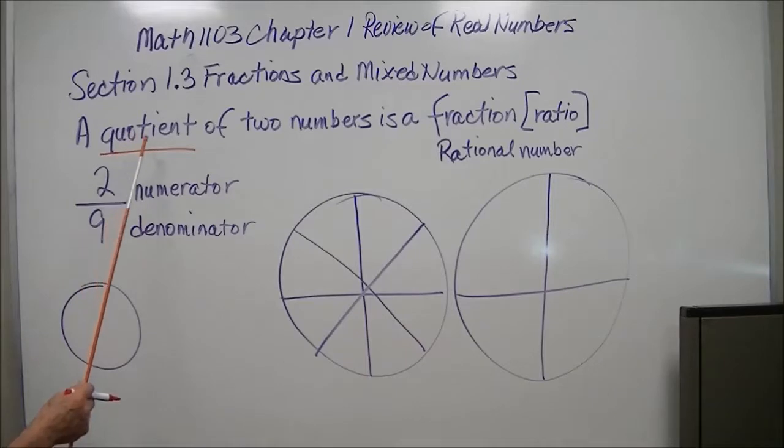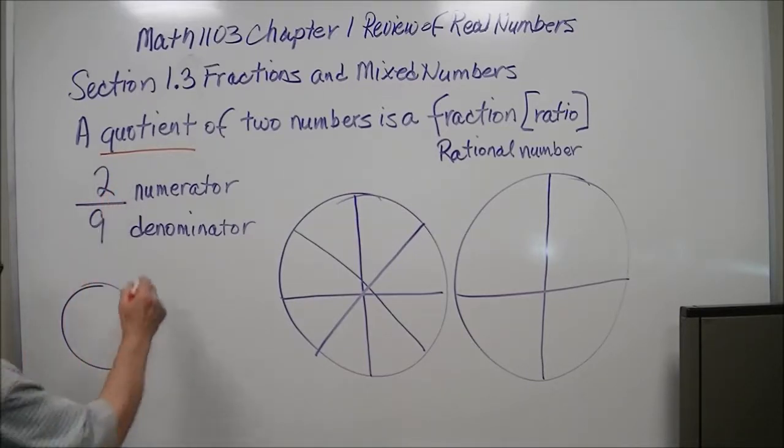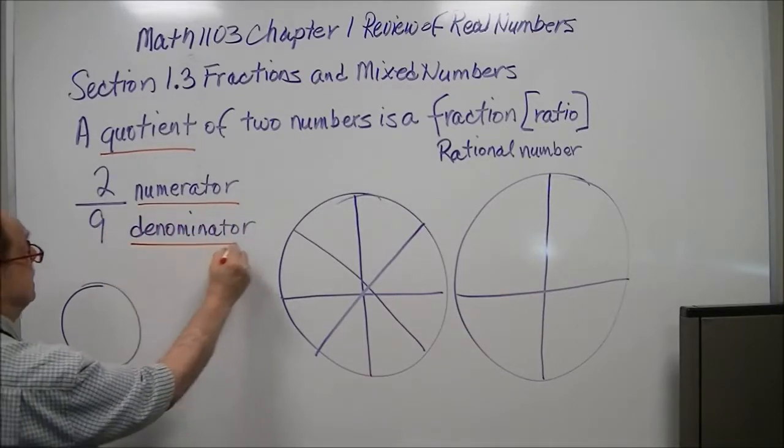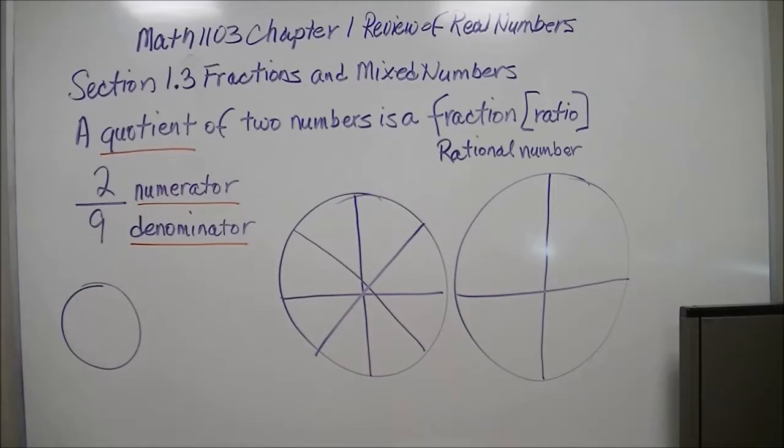Now, when we think of a quotient between 2 and 9, it would be written in this form, where the upper part is the numerator and the bottom part is the denominator. And you might have a pretty good handle on this already and know it from your work in elementary school, high school. They've talked about this a lot.